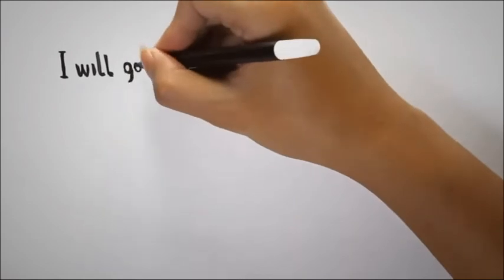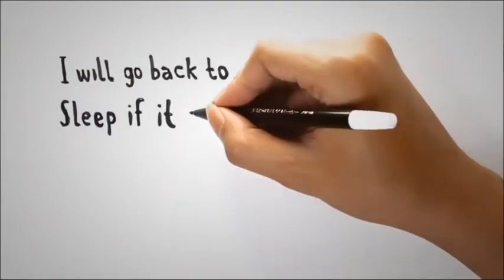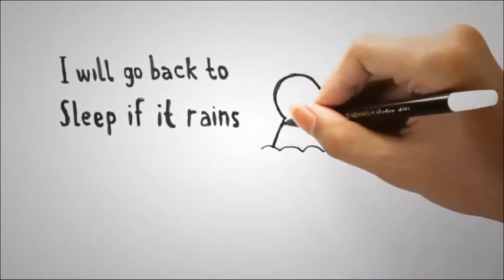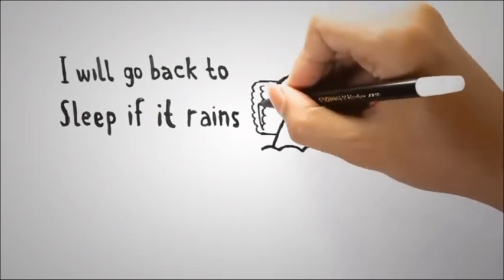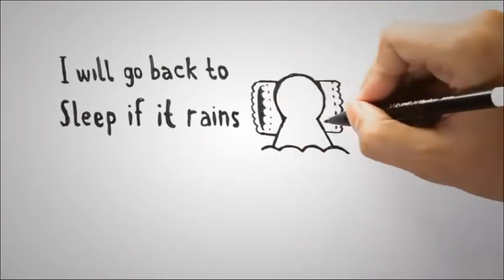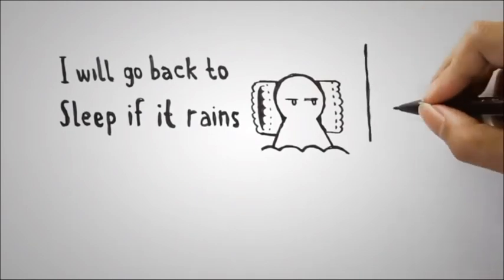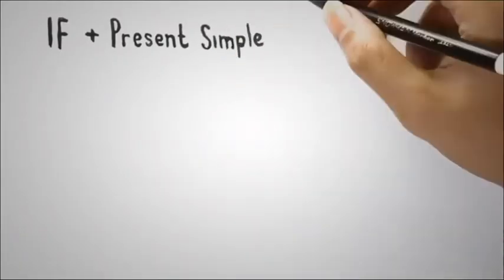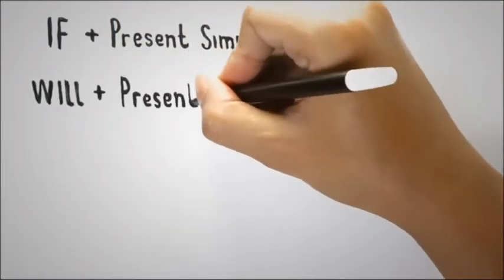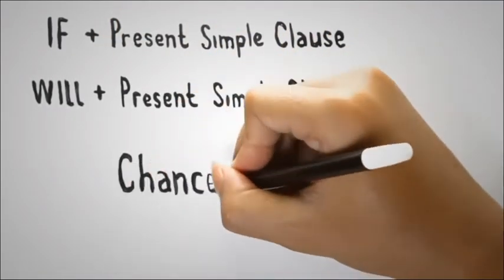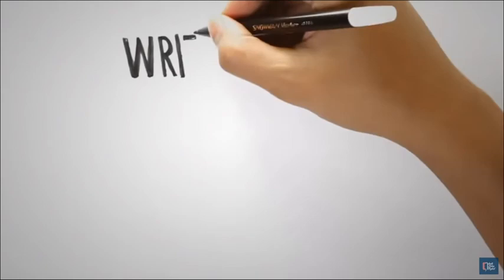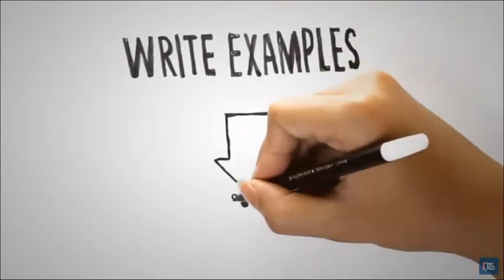Now for another example. So, you just woke up, and looking outside the window, you see grey clouds. You say to yourself, if it rains, I'll go back to sleep. Or, you can also say, I will go back to sleep if it rains. Is this situation possible? Yes. Will this situation happen 100%? No. So, that's pretty much what a first conditional is. It's to talk about things that have a high chance of happening. Now, you try and make a first conditional sentence in the comment section below.